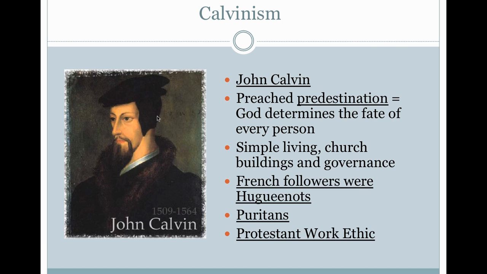All right, so Calvinism is a Protestant sect, or a result of Lutheranism, for example. So John Calvin, like Martin Luther, believed in simple living, a simple church. He actually came up with this idea of predestination. He believed that God determined who was going to get to heaven and who was not. That was a little different than what Luther believed.